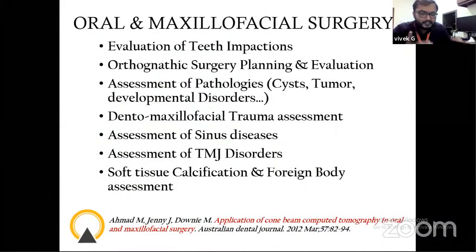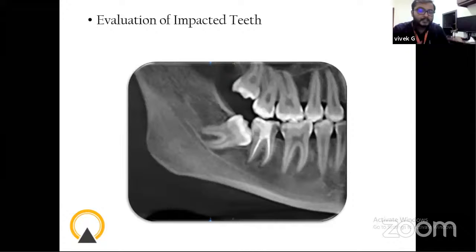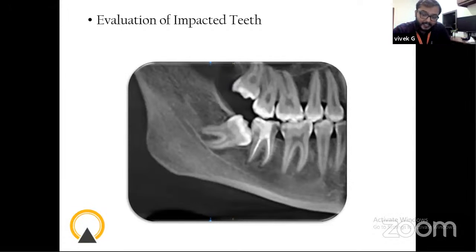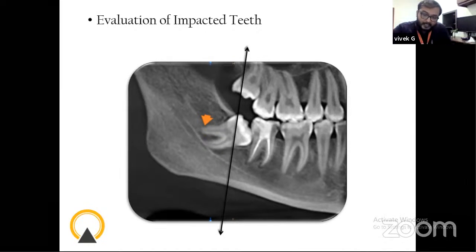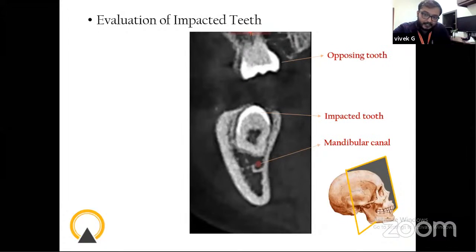Now, these are the basic indications that we might need CBCT for. As I have bundled so many things into oral surgery, a general dentist might also do these things. Now, when we talk about impacted teeth, that's the first indication we are going to talk about. Here you can see there's a mesioangular impaction of the third molar, and when you take a cross section of the tooth, you can see the impacted tooth. The mandibular canal can be very well visualized.